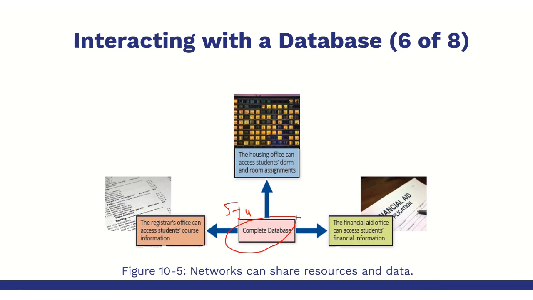Now, from the same database, the same information, there can be different domains, different perspectives. The housing office accesses the dorm and room assignments. The registrar's office can access students' academic information, course information. The financial office will be concerned with students' financial information. So if you share the database through the network, then different other systems can use that data with their requirements.